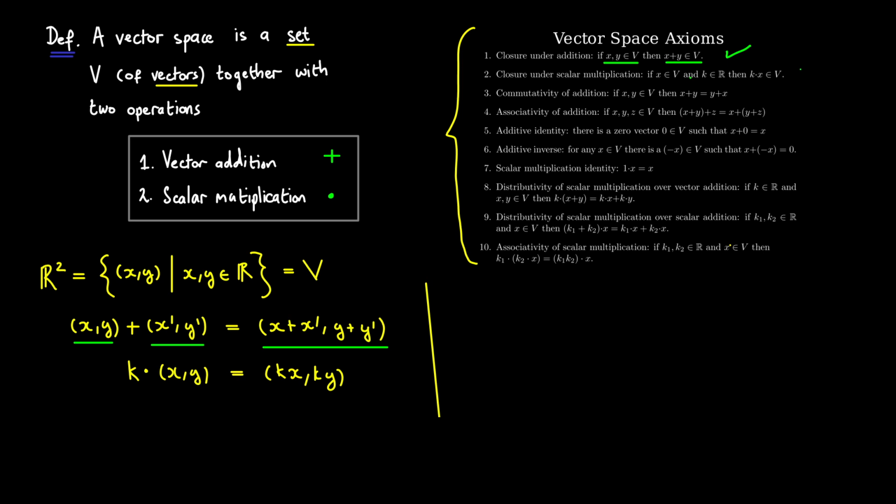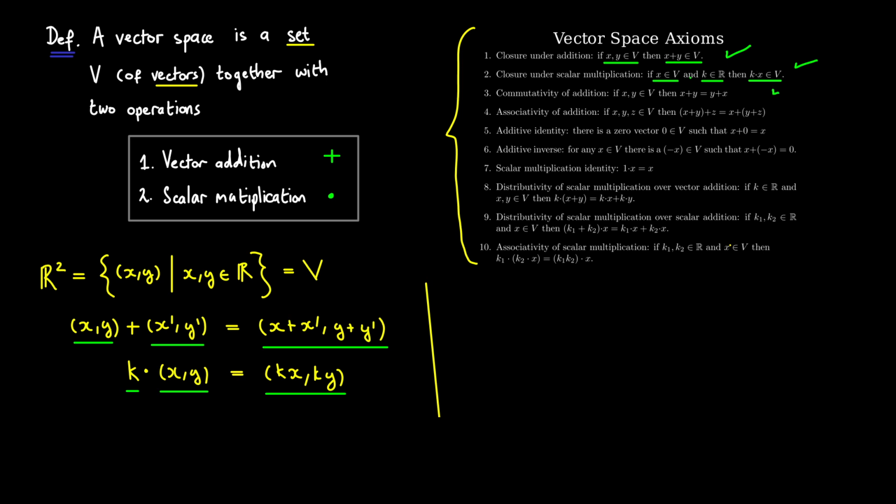Okay, axiom 2 is very, very similar. If I take a number and I take a vector, in other words, a pair of numbers, and I scale and multiply, I get another pair of numbers. And so if I take a vector and a scalar and I scale and multiply, I get another vector. So these two closure axioms hold very, very easily.